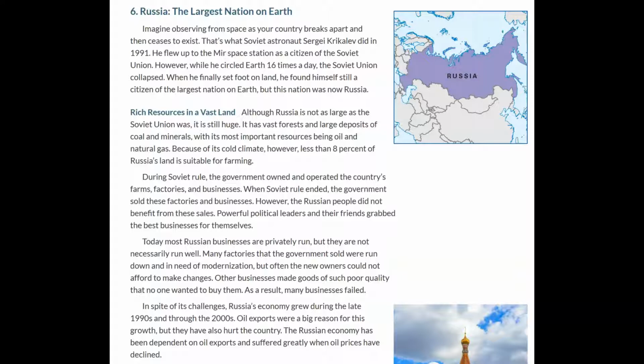In spite of its challenges, Russia's economy grew during the late 1990s and through the 2000s. Oil exports were a big reason for this growth. They have also hurt the economy. The Russian economy has been dependent on oil exports and suffered greatly when oil prices have declined.